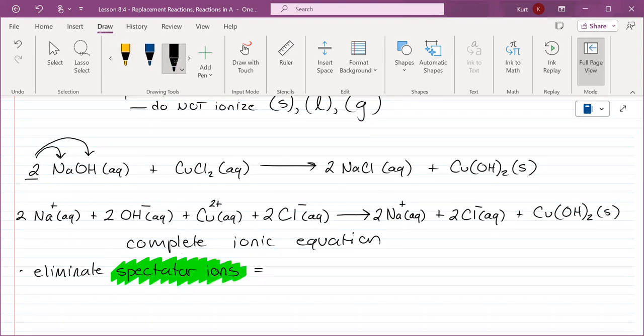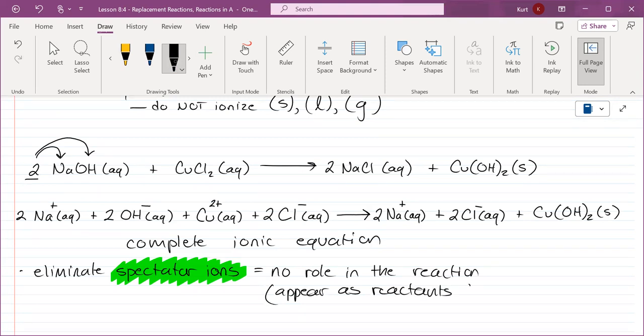These are ions that have no role in the equation, or in the reaction, I meant. How can you tell? They appear as reactants and products. So what I would like you to do is don't be too crazy crossing these out. I want you to still be able to see. I want you to find chemicals on the reactant side and the product side that both appear.